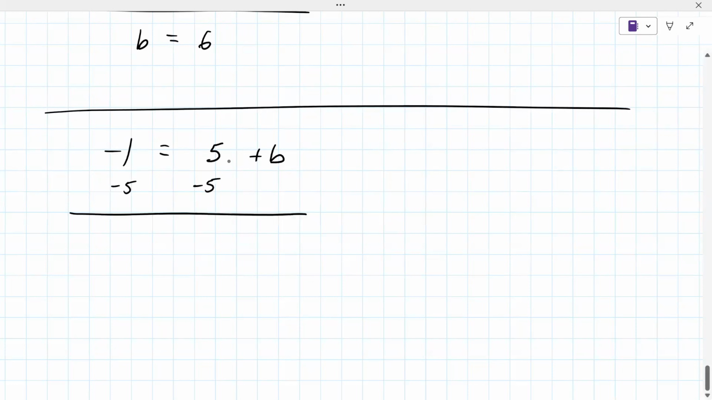So you've got to subtract 5 from both sides. What does that become? -6. Would it be -6? Yes, yes, very good. Okay, let's try something a little bit more difficult.